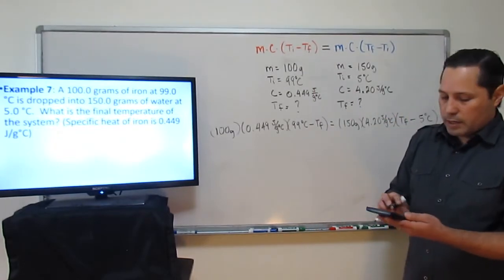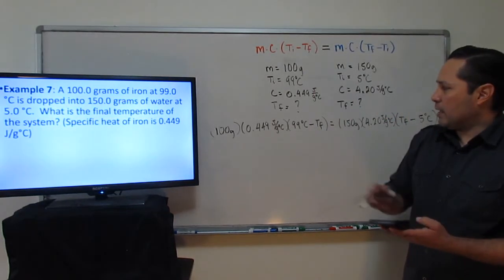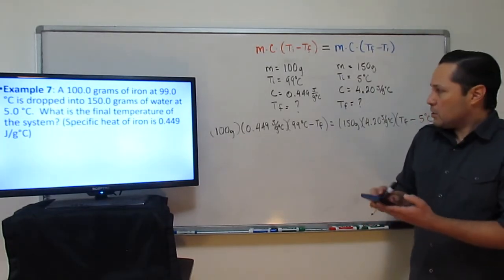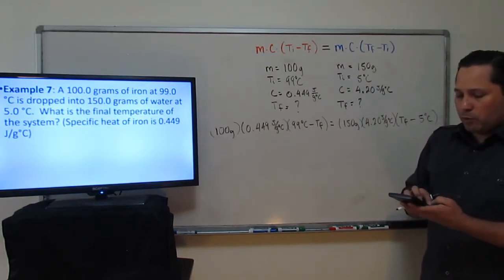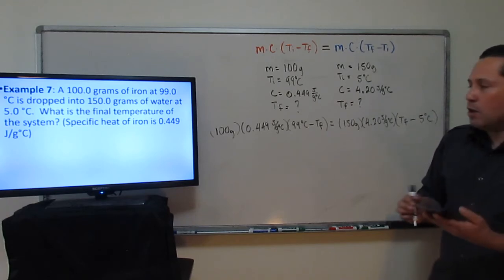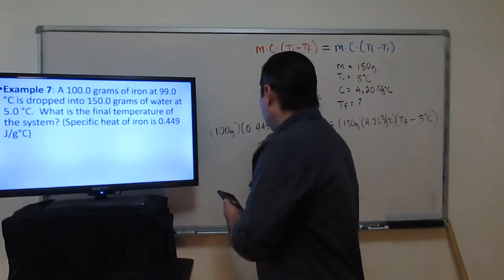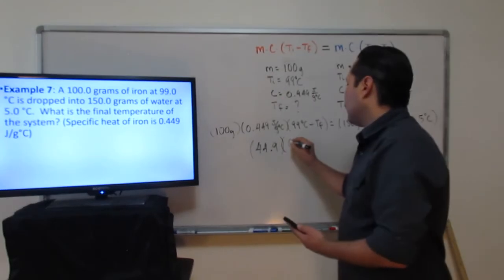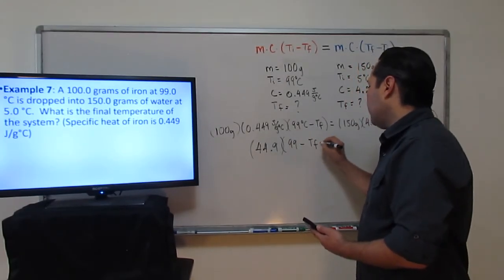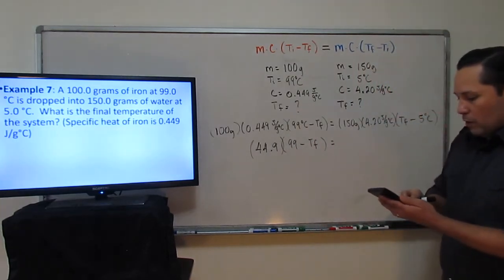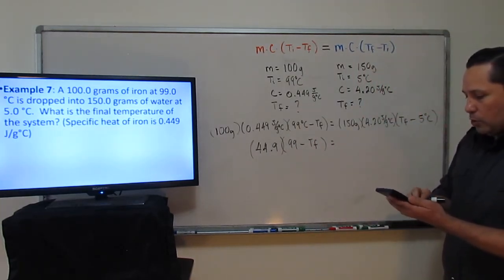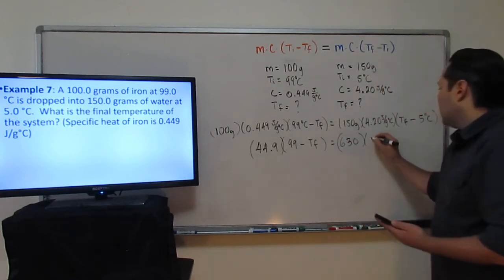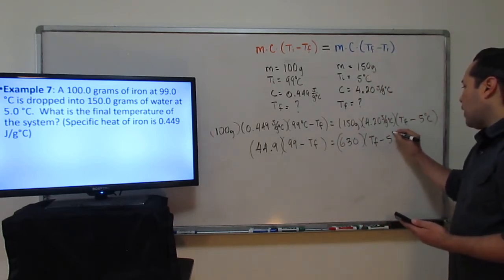All right, next. I'm going to begin by multiplying these values right here so I can simplify. So I'm going to multiply 100 multiplied times 0.449. That's going to give me 44.9, multiplied times 99 minus Tf. On the other side, let's see, 150 multiplied times 4.2 is going to give me 630, multiplied times Tf minus 5.